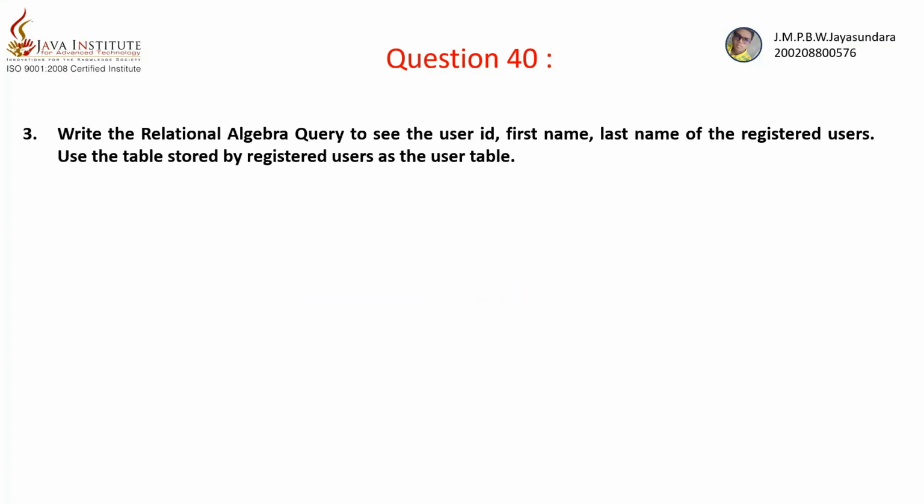This is our third question. It says, write the relational algebra query to see the user ID, first name, last name of the registered users. Use the table stored by registered users as user table. So we have to use projection. After that the column names, in this case user ID column, first name column and last name column. Then we have to give the table name. In this case the table name is user.